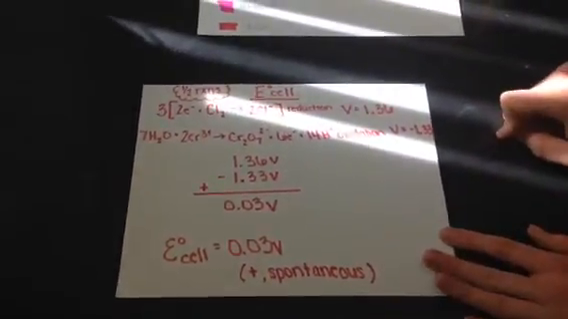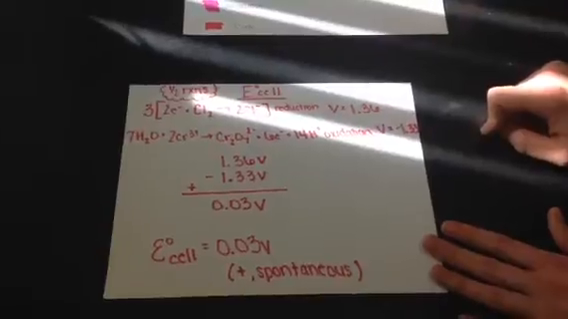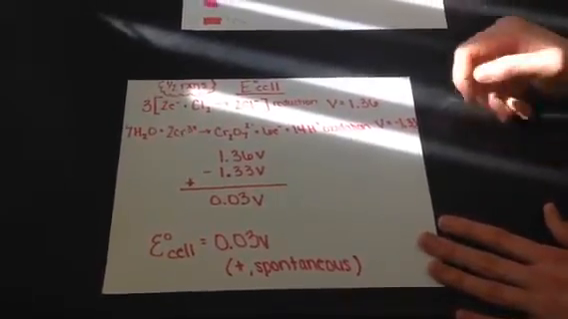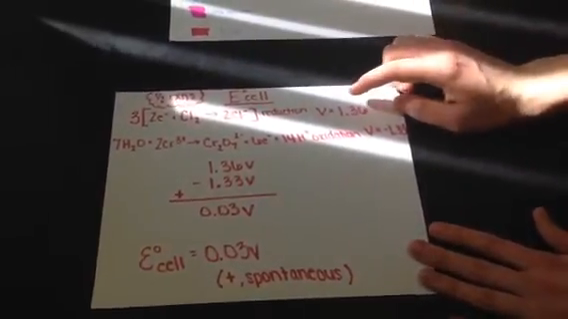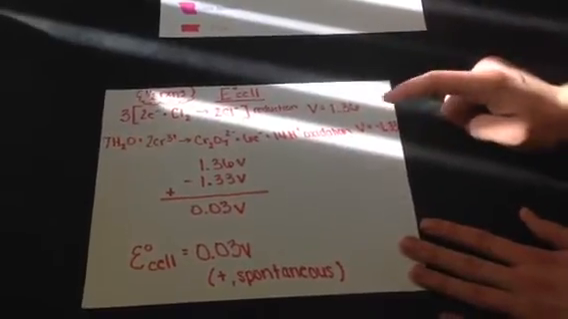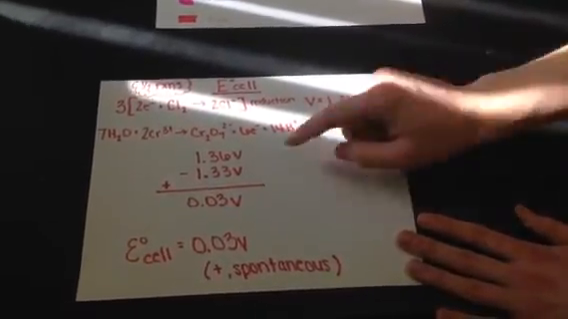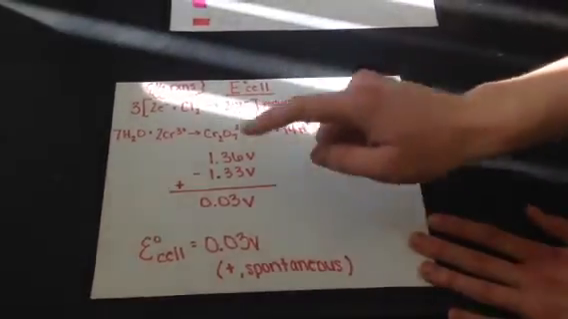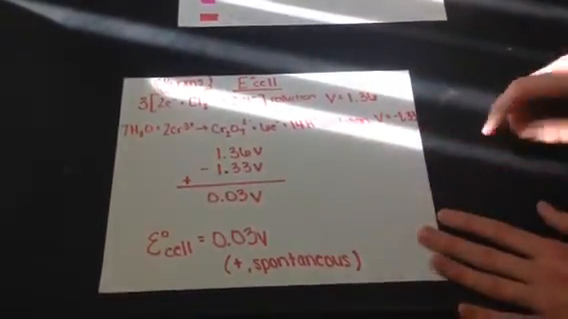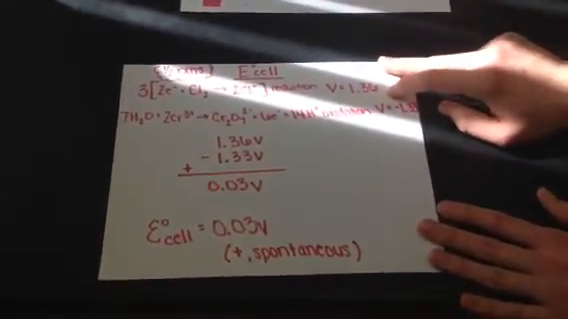Now right here is the process of finding out the voltage of the E cell. Now for voltage, it's going to be 3.6 for reduction, while oxidation, it's going to be negative 1.33. You add them together, and you get a small charge of 0.03 voltage. And it will be spontaneous because it's positive.